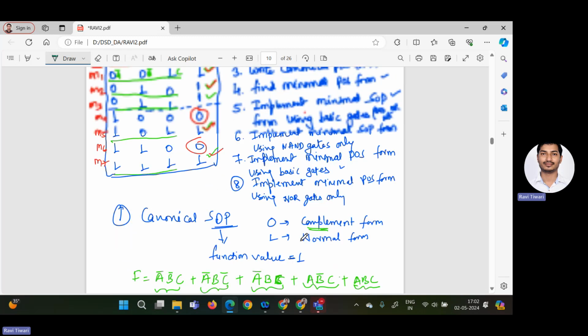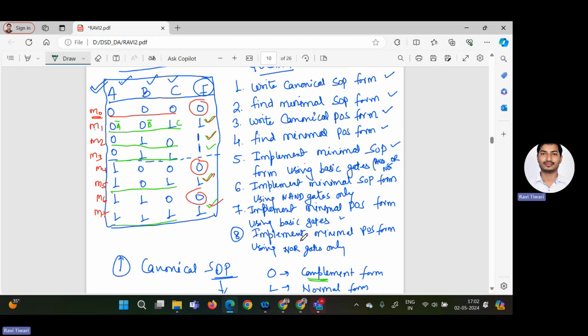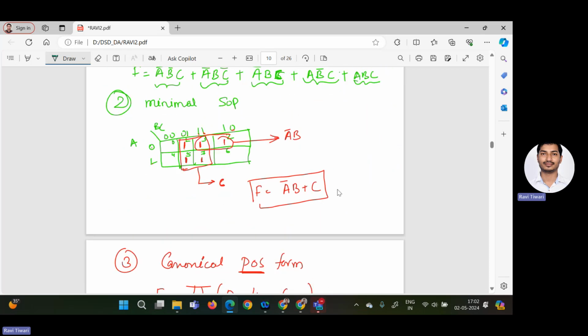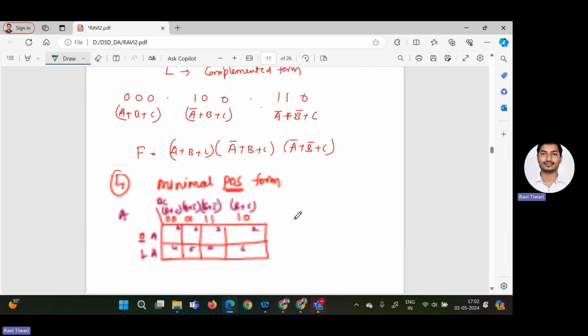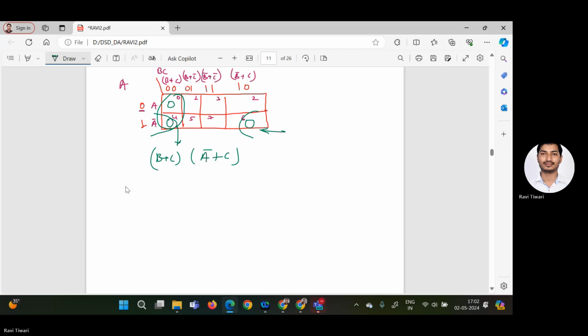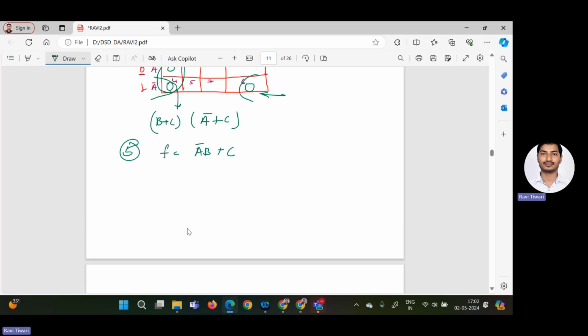Now you see in the fifth part what we have to do. You have to implement the minimal SOP form using the basic gates. So the minimal SOP form we got as A bar B plus C. So here I am writing the fifth part, F is equal to A bar B plus C. Now that function you have to implement by using the basic gates. How to implement by using the basic gates? Basic gates are only three: NOT gate, AND gate, and OR gate.